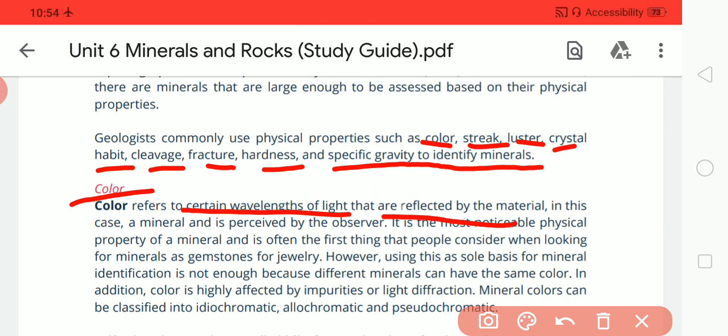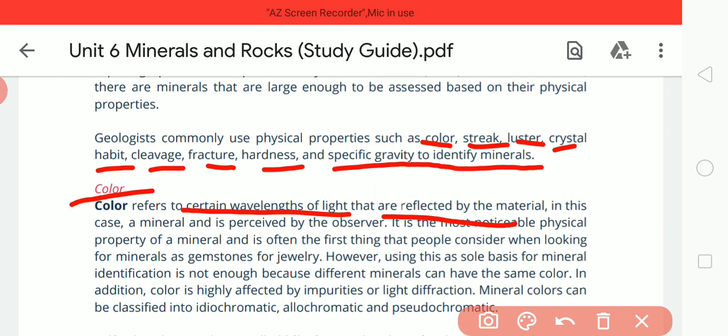Kaya masasabi natin na ang kulay ng dahon ng ating mga halaman ay kulay green or kulay verde. So, the same also goes with minerals. Minerals have different types of color, and the color that is reflected by the minerals is the one that we can observe.